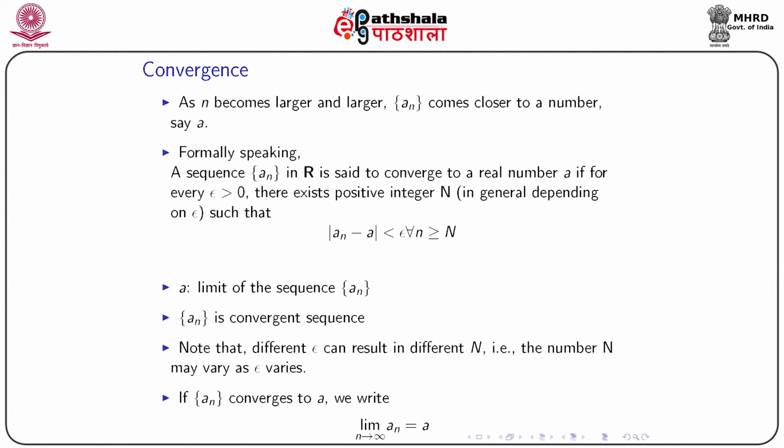Now the choice of capital N depends on the choice of epsilon. Different epsilon can result in different capital N. That is, the number capital N may vary as epsilon varies. We will show a few examples. So if an converges to a, we write limit n tends to infinity an is equal to a. That means the limit of the sequence is a. That means the sequence is convergent and it converges to a point a.